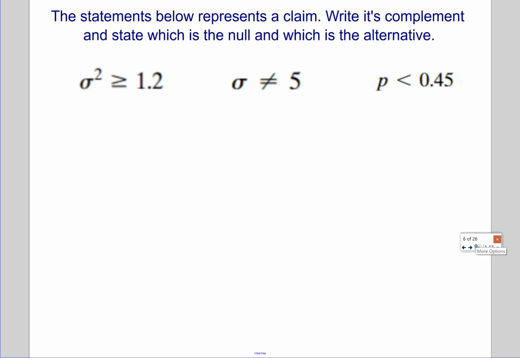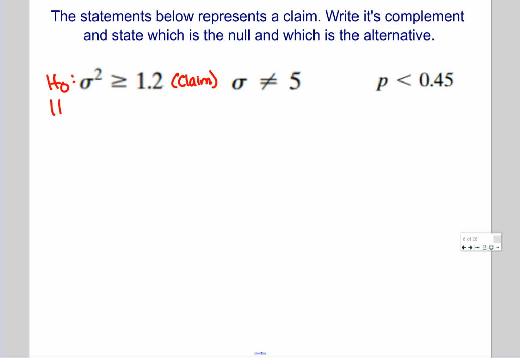All right, the statements below represent a claim that is being made. We're going to write its complement and state which is the null and which is the alternative. The first statement, I see that lowercase sigma squared, remember that means variance. So the claim is that the variance is greater than or equal to 1.2. I'm going to label it as the claim. All these are the claim. Is this the null or the alternative hypothesis? How do you know? Because it's equal to. Good.